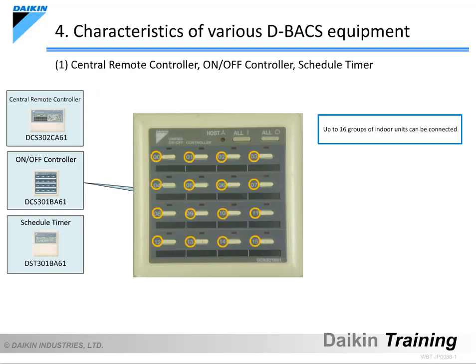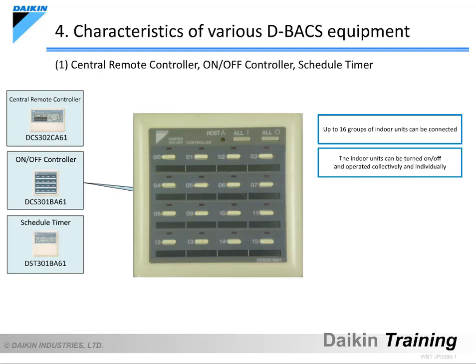When the on/off controller is used alone, the group addresses of 0 to 15 are assigned to the groups of indoor units. When the on/off controller is used in combination with the central remote controller, 64 groups of indoor units can be connected, and the group addresses of 10 to 115, 20 to 215, 30 to 315, and 40 to 415 are assigned to the groups.